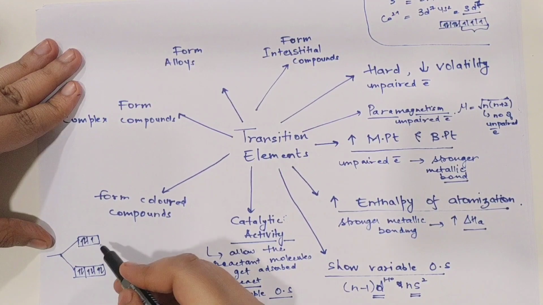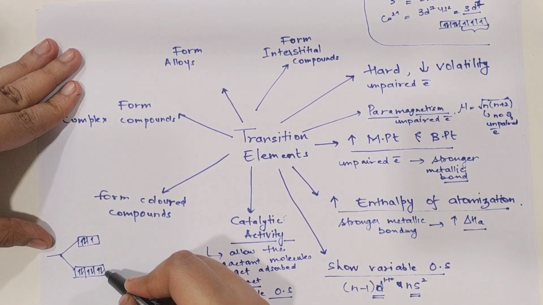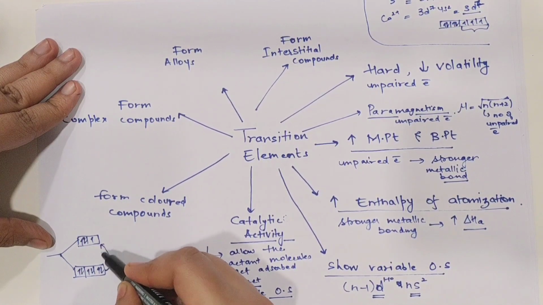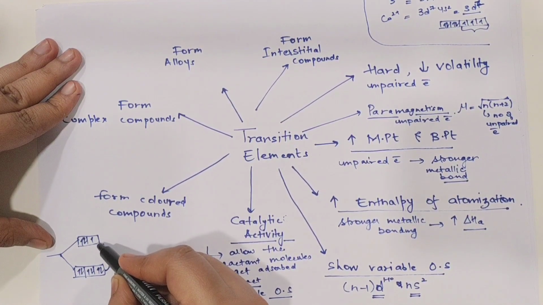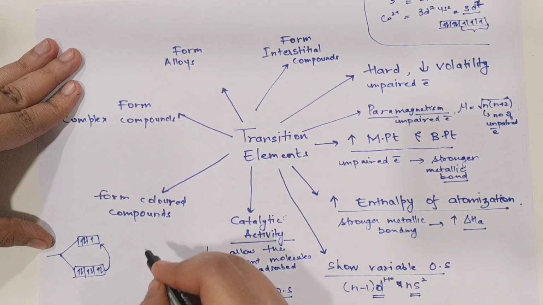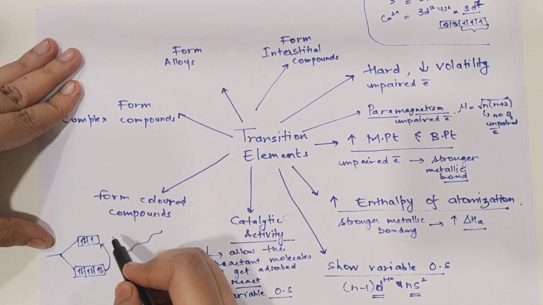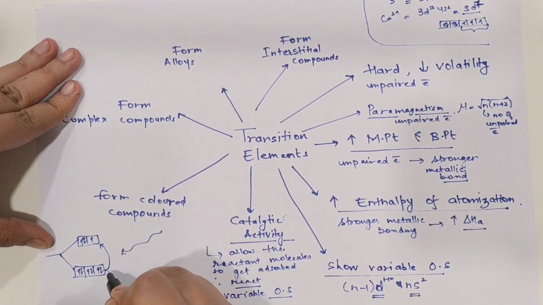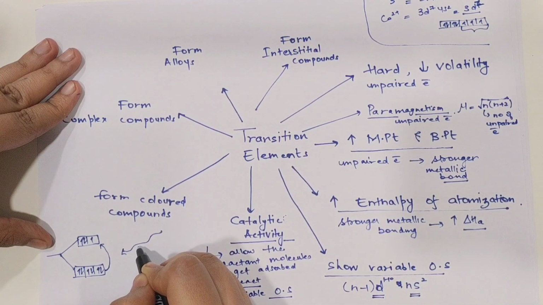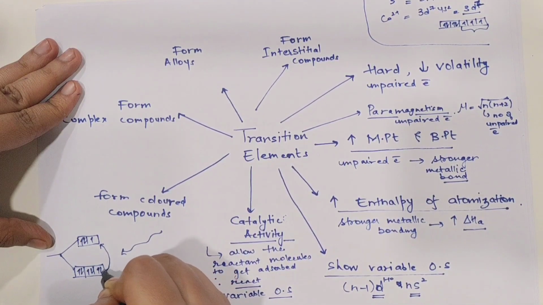Let's say this. So even if the configuration is 3d9, there's still a possibility that an electron from here would jump from here because there's a space here. So what happens is when visible light falls on a transition metal compound, the electron will absorb some energy from the visible light, and the electron would jump to the higher energy level.